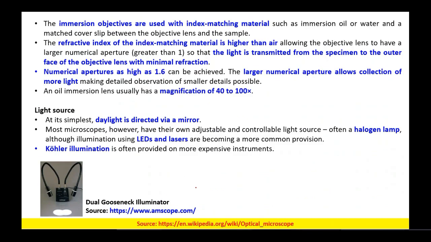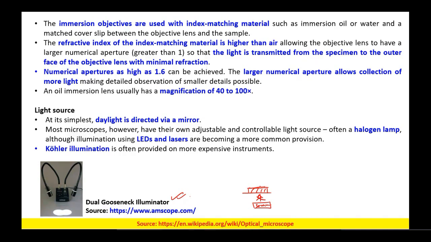Yesterday I already talked about the dual gooseneck illuminator. As I told you, if you have a sample which is opaque in nature, it does not allow any light to pass through. So even if you have the source, the light will not be able to pass through the sample. So this becomes an opaque sample.